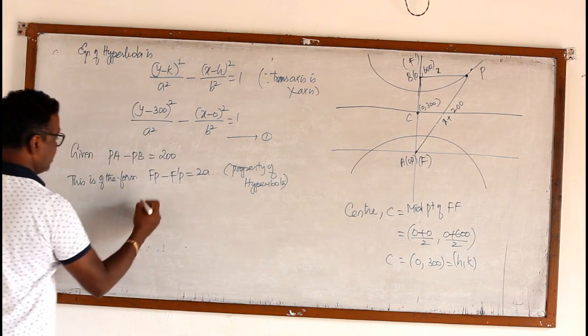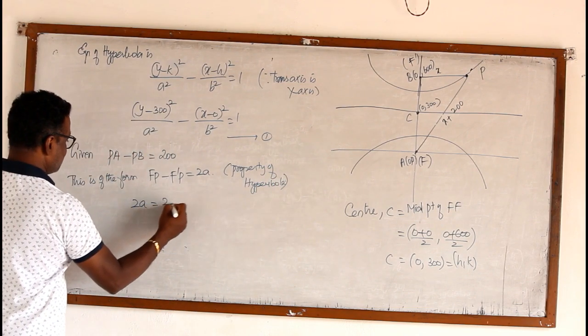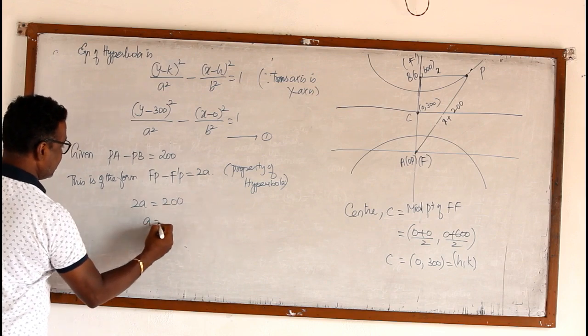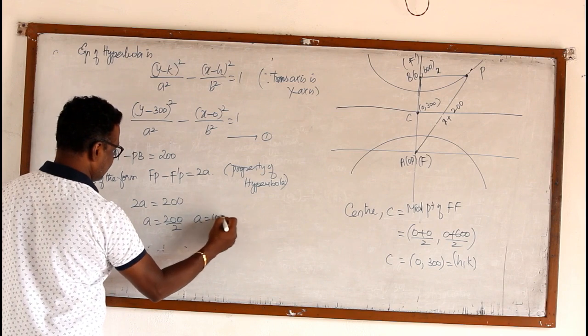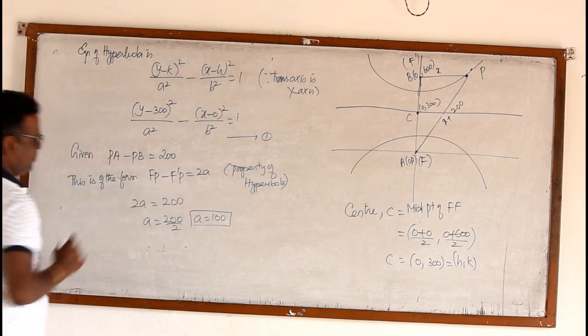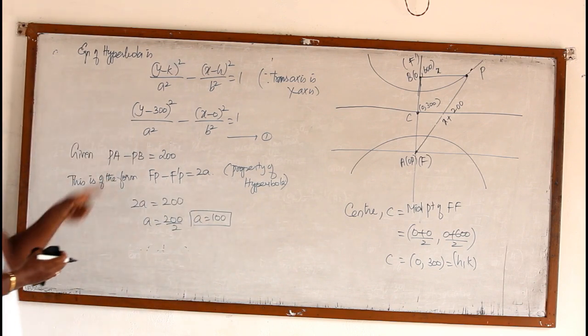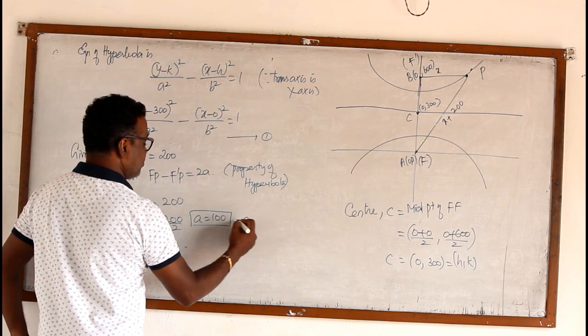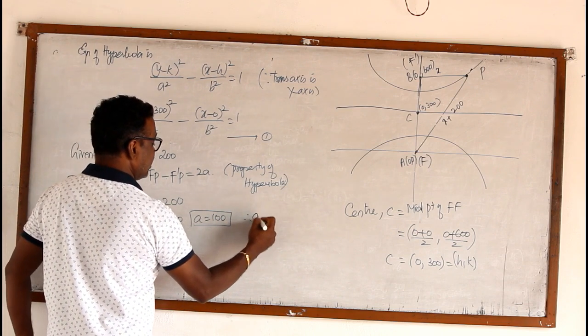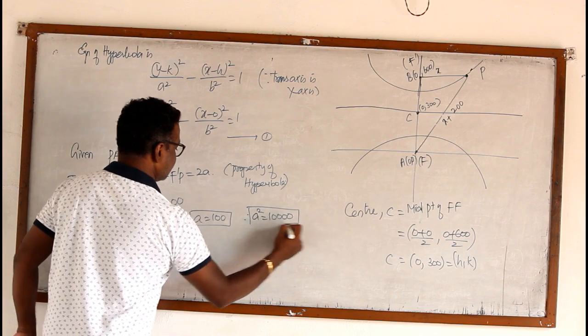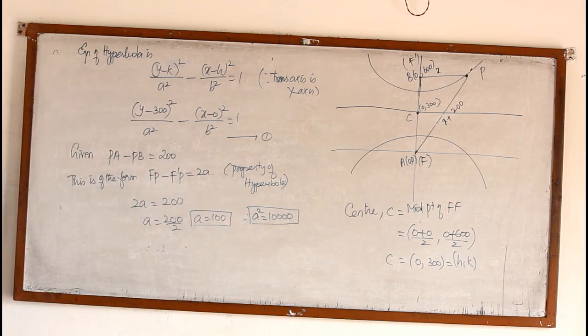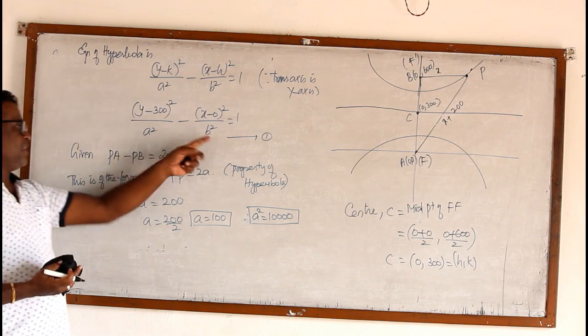So we can say 2a equal to 200. So a equal to 200 by 2. So a equal to 100. I found a now. So a square is therefore 10,000. Now, I found a square. Now we have to find b square.